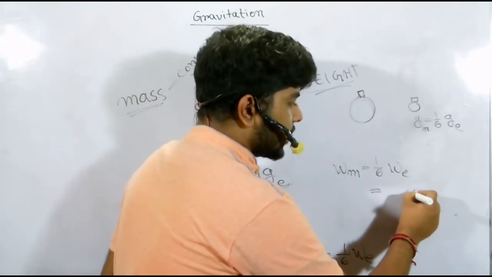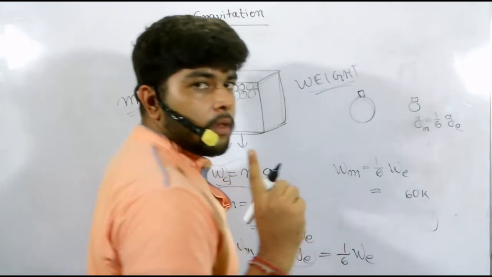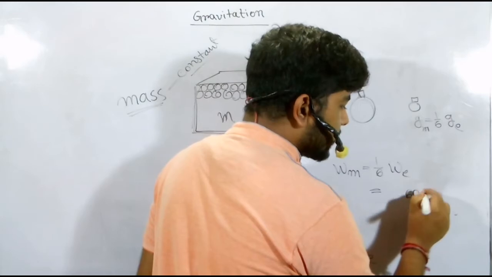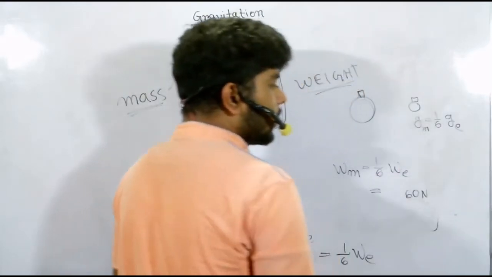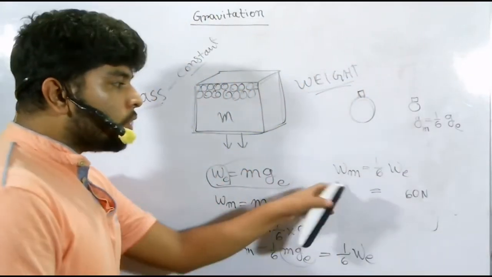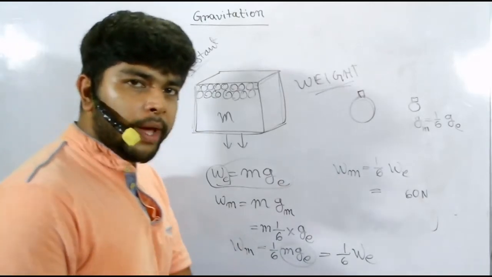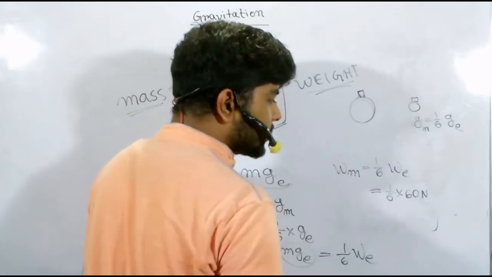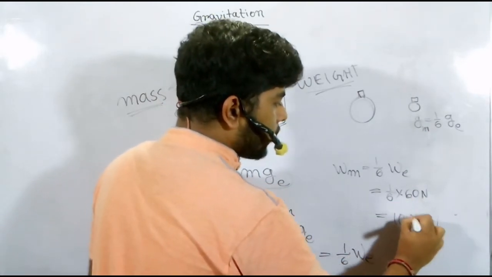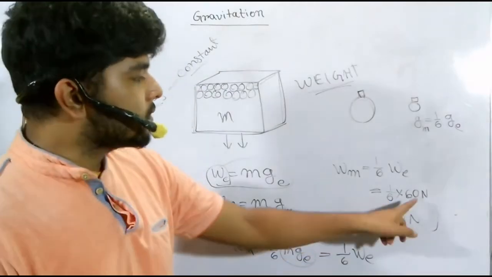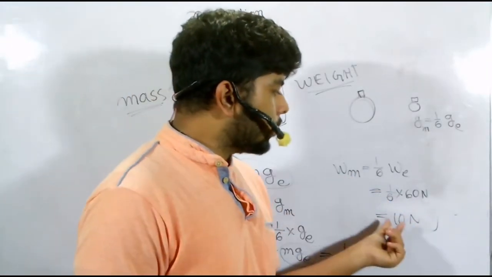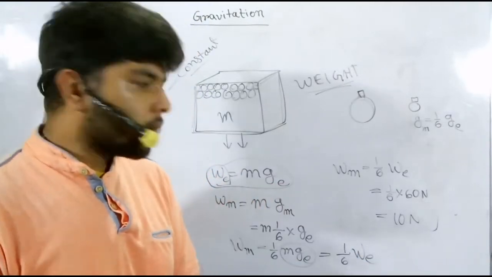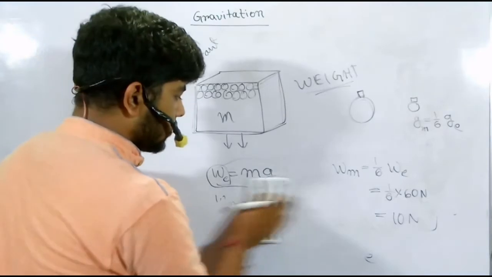Suppose your weight on the earth is 60 kg, not kg, because this is a unit of mass. So suppose your weight is 60 newton on the earth. What will be your weight on the surface of the moon? You can calculate by multiplying by 1/6, and you get 10 newton. So if your weight on the earth is 60 newton, your weight on the moon's surface will be 10 newton. Is it not interesting? Is it very interesting?